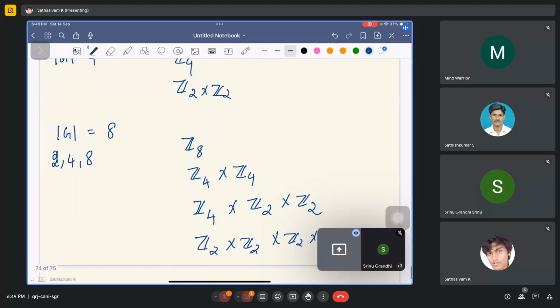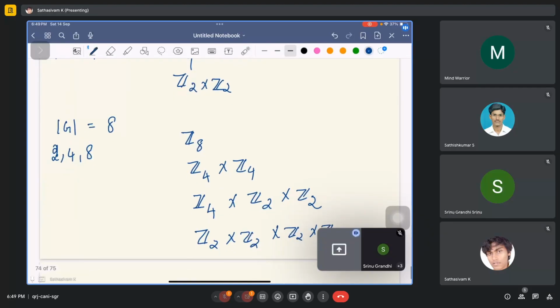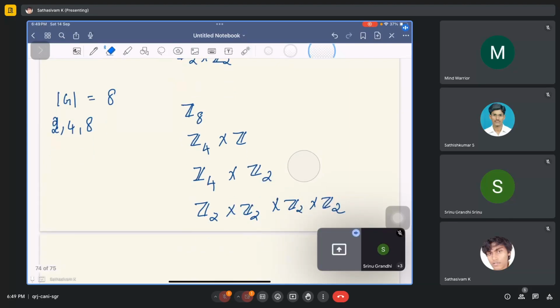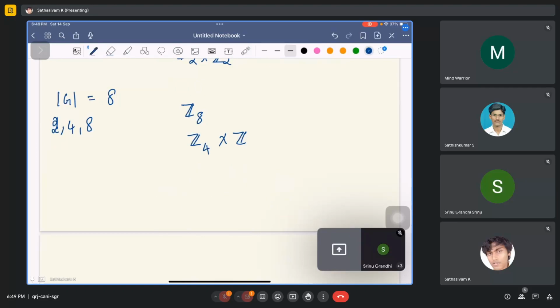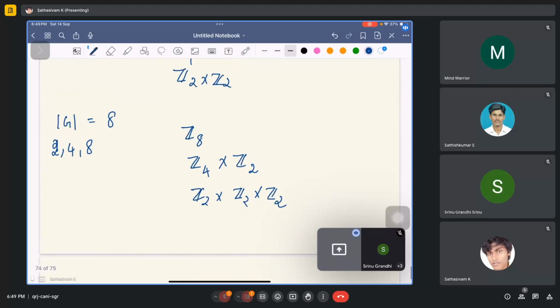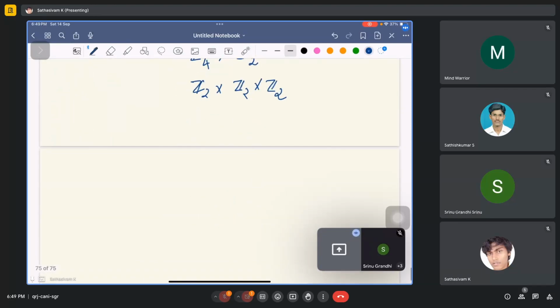Did I miss anything? I'm just wondering. Okay, this is not a possibility, right? When I want to write 8, I'm writing 16, so this is not a possibility. Okay, I think these are the only possibilities. Okay, so this is how you kind of do it, and let me write another example.